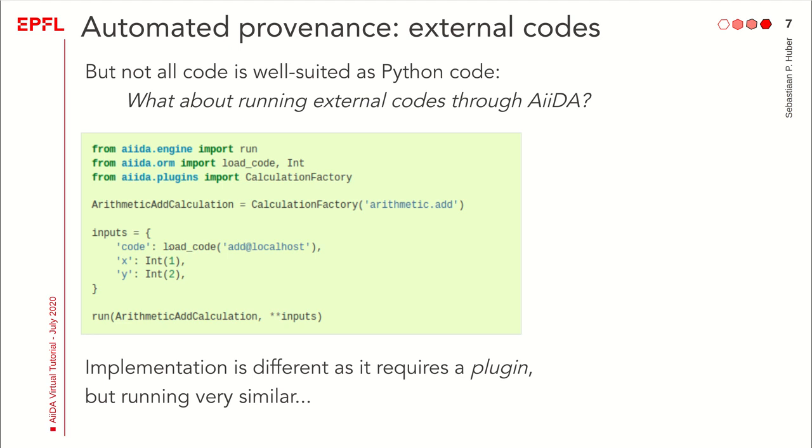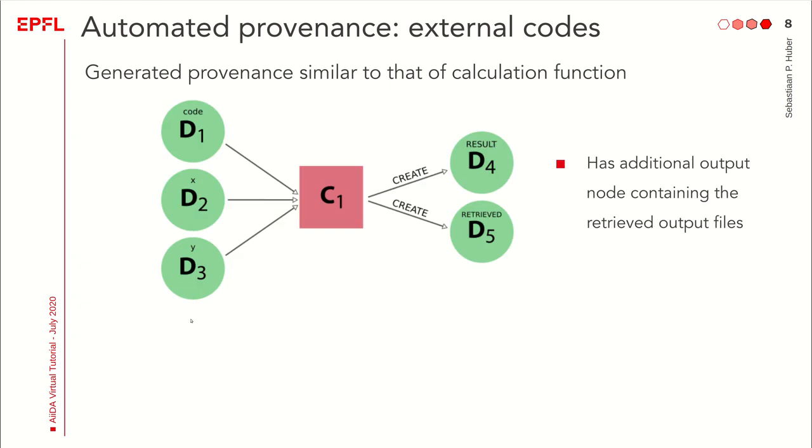In addition, now we have to define a code input, which references exactly this binary. It tells you on which machine it is, in this case the localhost machine, and where to find the binary, so the absolute path. This is defined by this input. And then simply to run this code through AiiDA, you call run, which you can import from the AiiDA engine module, passing the class name, which is the plugin, and passing the inputs. So the implementation is different as it requires a plugin, but running is very similar to the functions themselves.